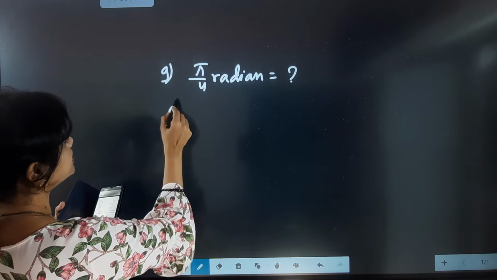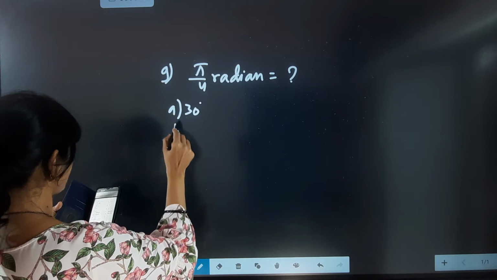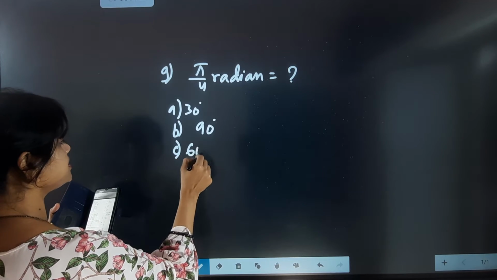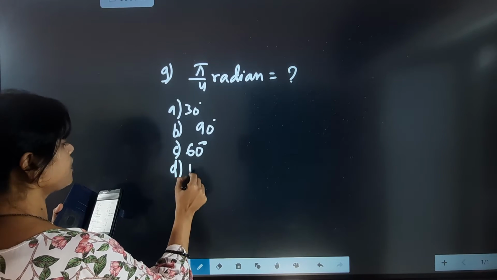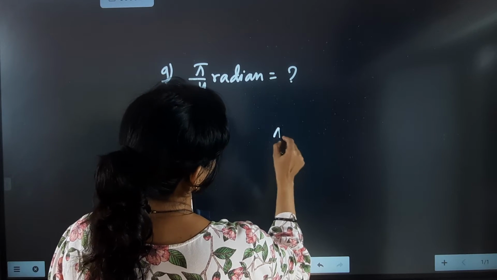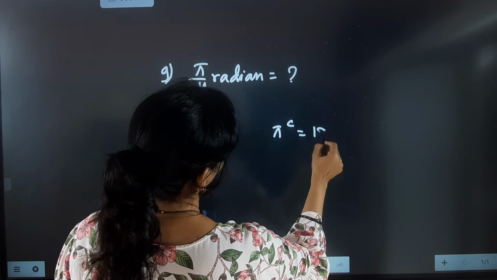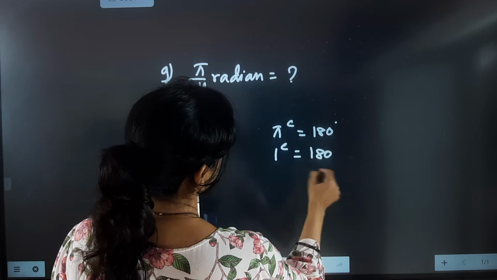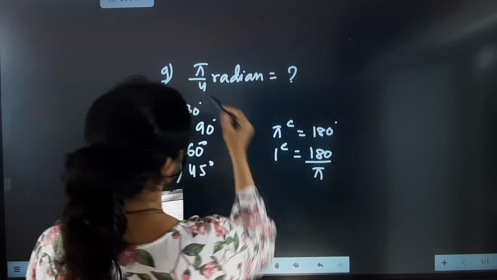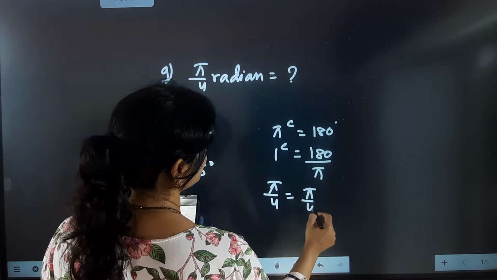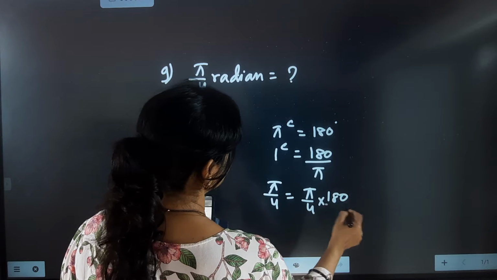Then here it is written as 30 degree, second is 90 degree, third is 60 degree, fourth is 45 degree. So now pi radian equals 180 degree. So 1 radian will be 180 by pi. But here how much radian is it? Pi by 4 radian. So it is pi by 4 into 180 by pi.